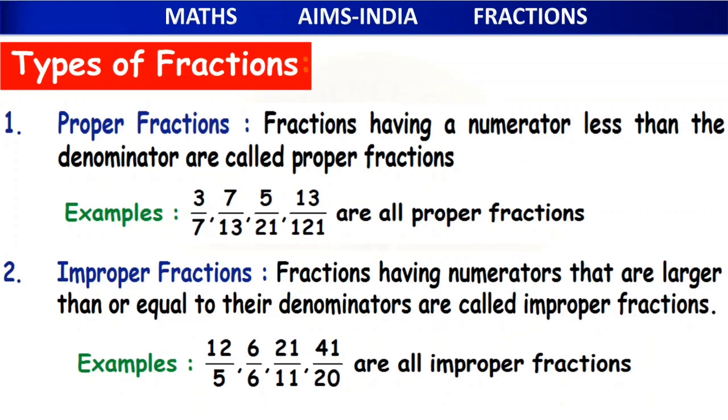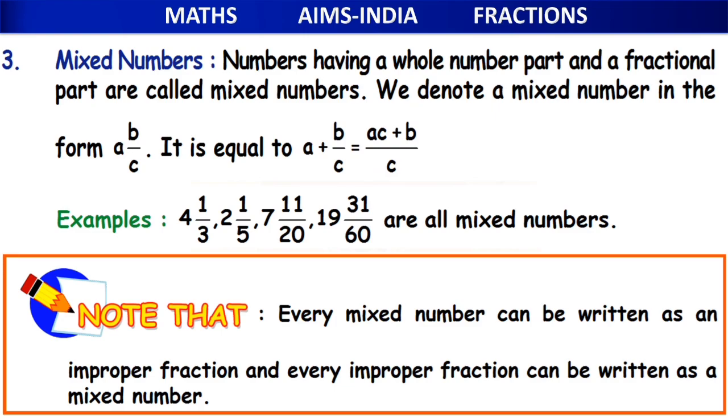Students, before ending today's class, let us revise all the types of fractions we have learned. The first one was proper fractions, wherein the numerator is less than the denominator. Yes. The next one was improper fractions, the reverse of proper fractions, where the numerators are larger than or equal to their denominators. Are called improper fractions. The next one was mixed numbers.